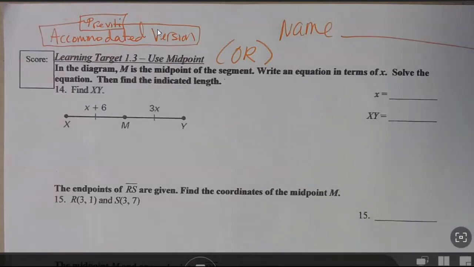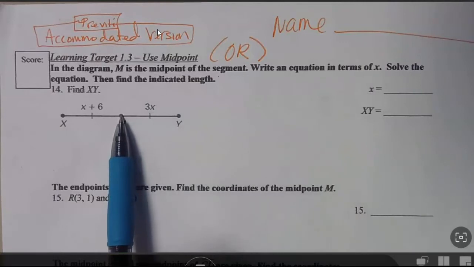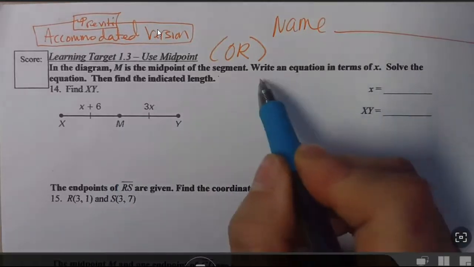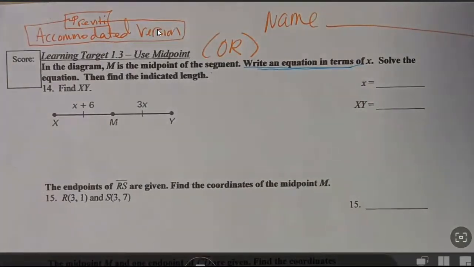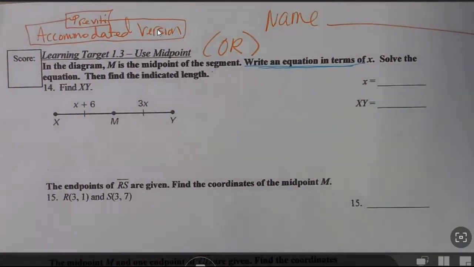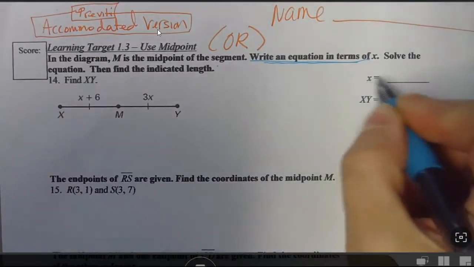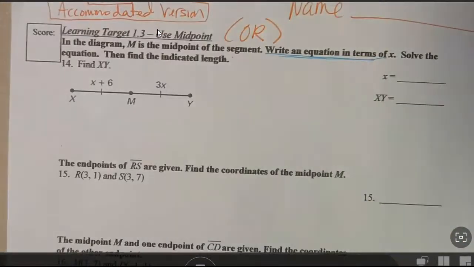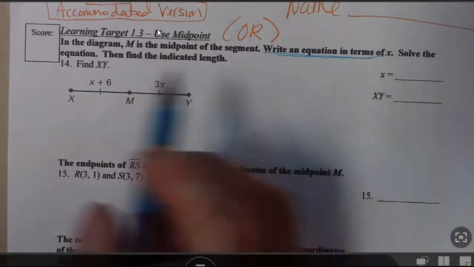So the first part we're talking about in this diagram here, M is the midpoint of this segment. So we will write the equation in terms of x. Then solve the equation and find the indicated length. So we want to find our equation in terms of x, so we just have to find out x equals. That will be our solution. And then we want to find the whole length.